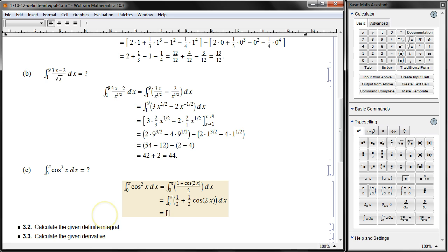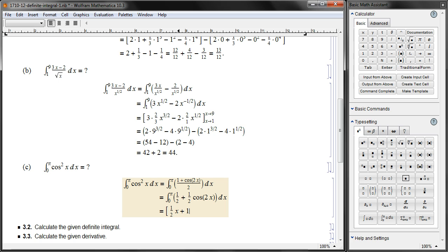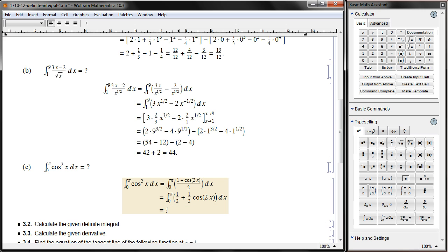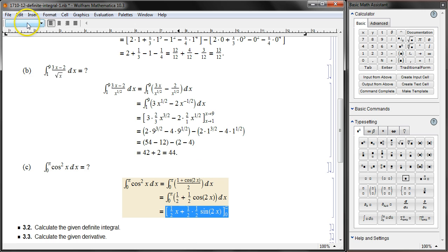Okay, let's calculate the antiderivative. The antiderivative of 1/2 is 1/2 x, and then 1/2 was there before, and calculate the antiderivative. Cosine becomes sine, and then you have to divide by an extra 2. So we need another 1/2 there. And then we have to plug in 0 to pi.